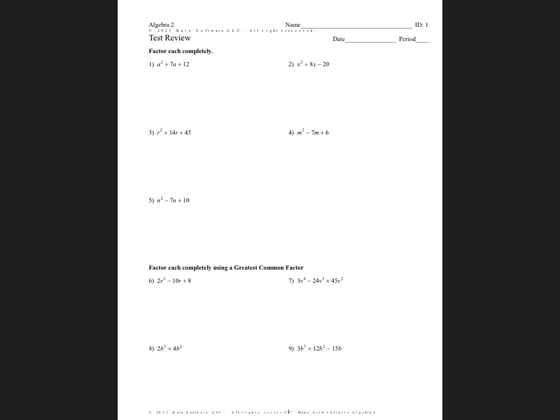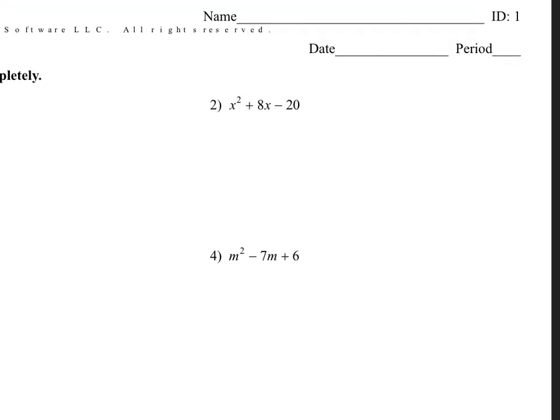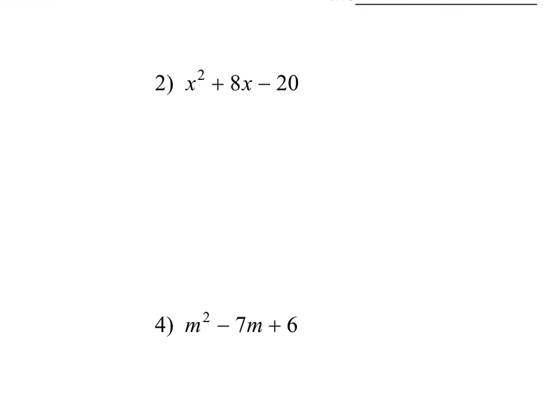Alright, so we're going to do a couple from each section, and then tomorrow we'll finish whatever we don't get done today. So, looking at the first part, we need to factor completely. We're going to do 2 and 4. So I'll probably just go down the right side of the page and just do all of those, and then we'll save the left side for tomorrow.